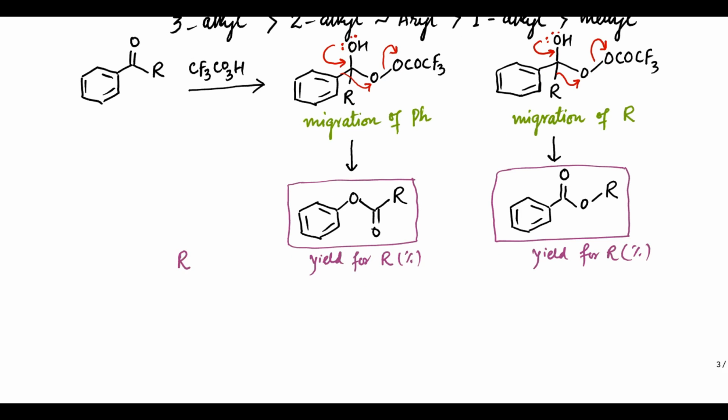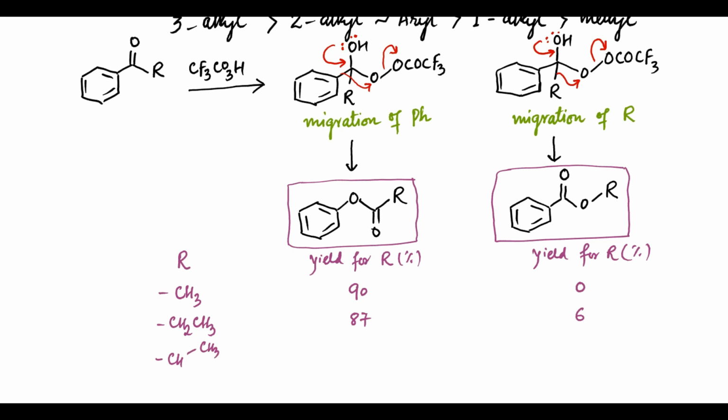For R as methyl group, this ester is obtained in 90% yield, whereas this is not obtained at all. This means phenyl group has quite higher migratory aptitude than methyl group. Similarly, when R is ethyl, this ester is obtained in 87% yield, whereas only 6% of this ester is obtained, indicating that aryl group has higher migratory aptitude than ethyl group.